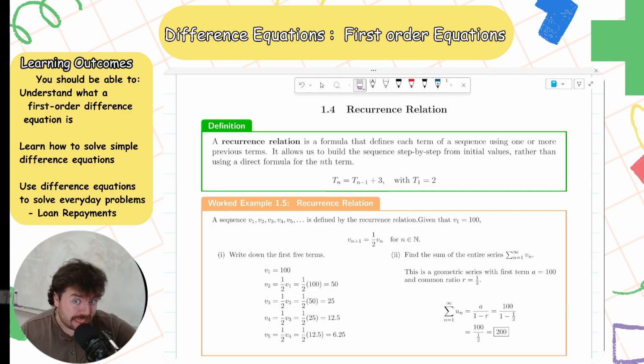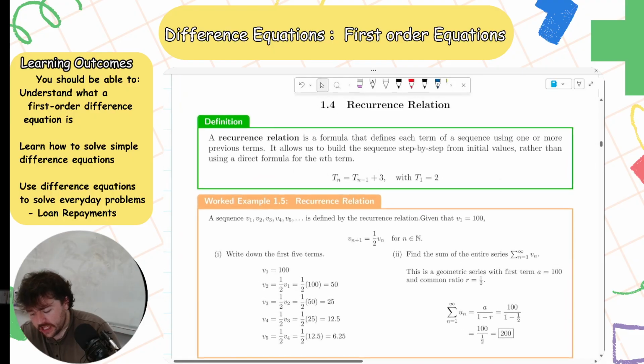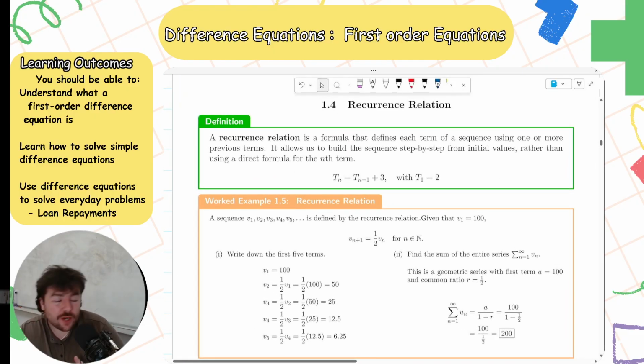Hello everybody. Okay, so in this video we are looking at difference equations, and later on in the video we're going to be looking at how to solve a first order difference equation. So before we get into a difference equation, we just need to learn about a recurrence relation, because that is the fundamental idea behind a difference equation.